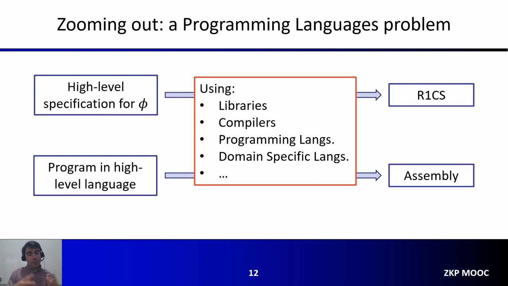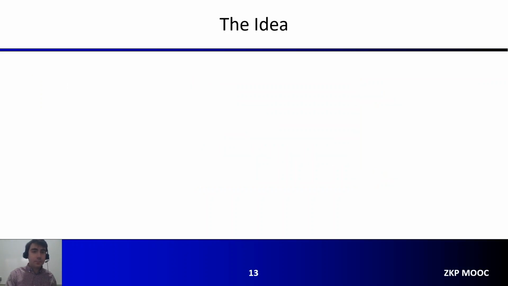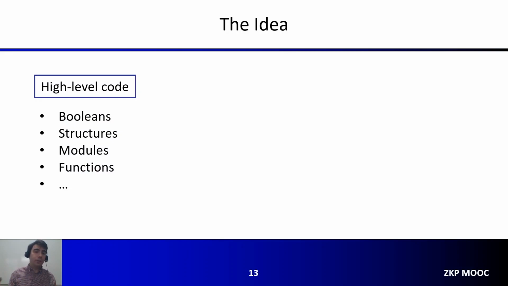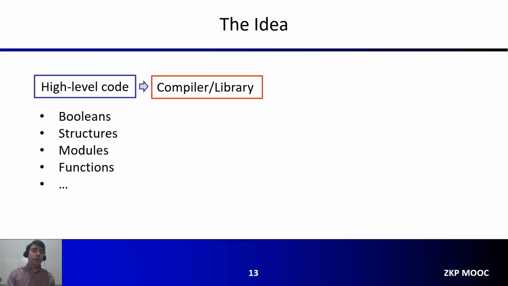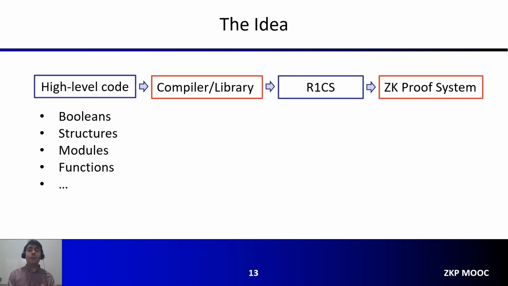And very briefly, in the rest of today's lecture, we're going to be going over different libraries, compilers, and programming languages for this task. But to drive home this point even more, the idea is that we're going to start with some high-level code. That high-level code is going to include structures such as Booleans, user-defined structures, modules, functions. We're going to feed this high-level code into some kind of compiler or library. That library is going to spit out rank 1 constraints, and then we can feed those rank 1 constraints into our zero-knowledge proof system. So we can produce a setup algorithm, a prove algorithm, and a verify algorithm.